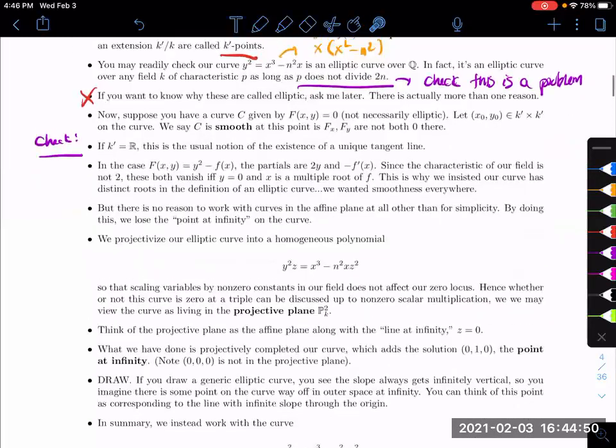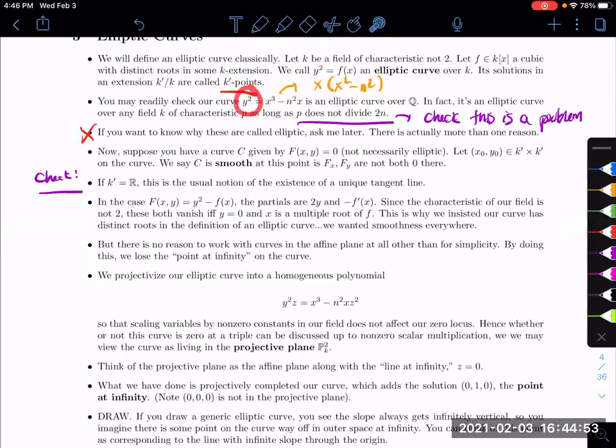How do you do this? You effectively just multiply each term by z to an appropriate power to make each term have degree 3. So if you want y squared to have degree 3, you'll multiply by 1 copy of z. If you want x to have total degree 3, you got to multiply by z squared. X cubed, we don't have to multiply by anything because it's already degree 3. You can check that since this is a homogeneous polynomial, scaling these variables by non-zero constants in our field doesn't affect the 0 locus of this curve. So you can actually replace y, z, and x by non-zero multiples of themselves, and the 0 locus is unaffected.